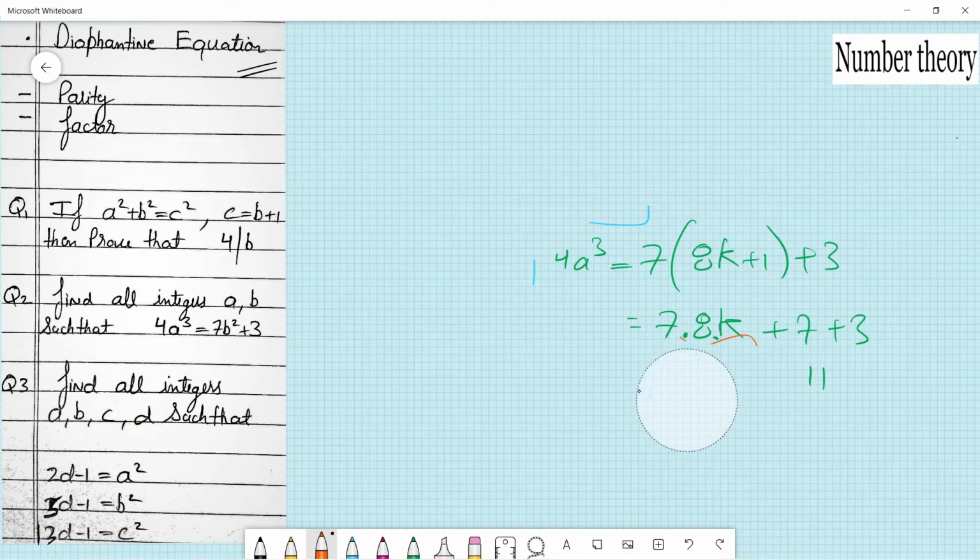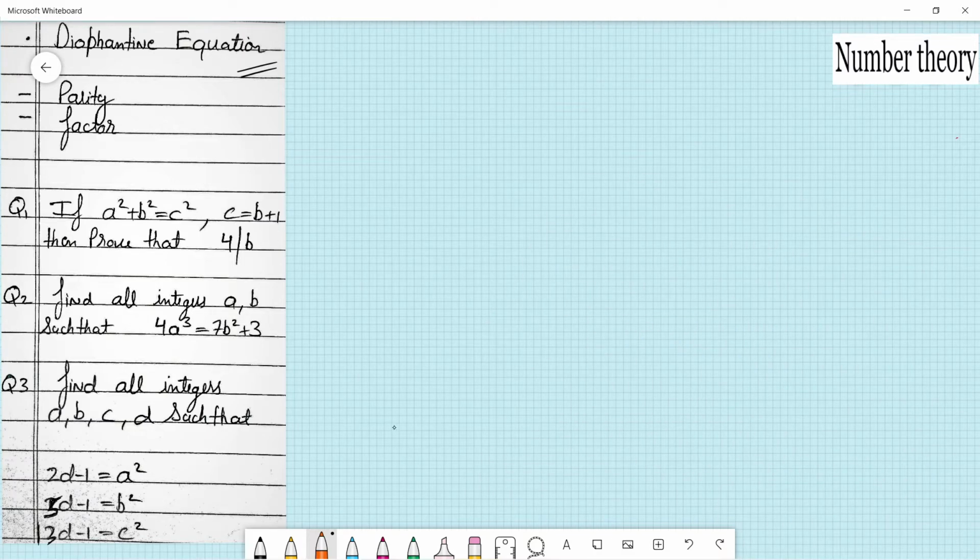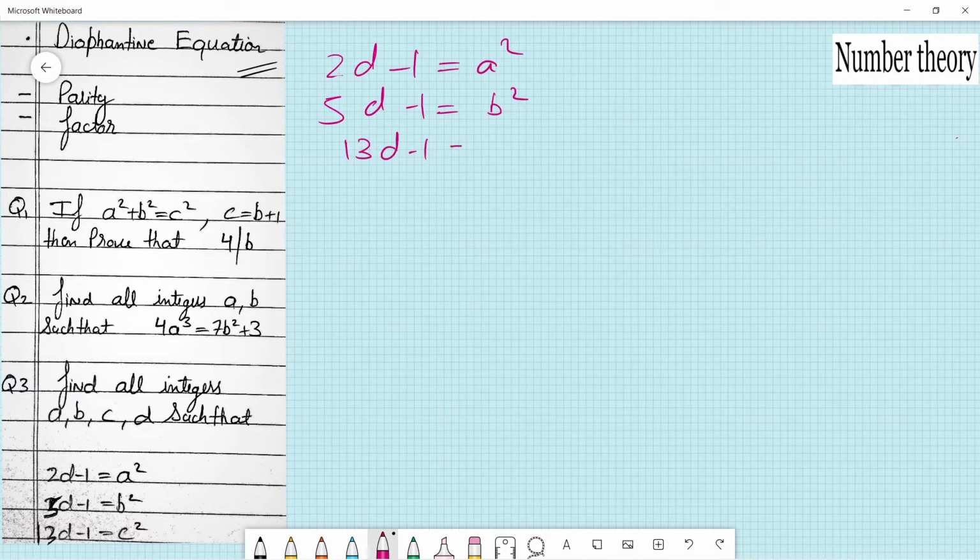Now let's move to our third problem. Okay, this says find integers such that all these three equations are satisfied simultaneously, which is to say that we have to find an integer d such that 2d minus 1 is a square, for the same integer d, 5d minus 1 also has to be a square, and for the same d, 13d minus 1 also has to be a square.